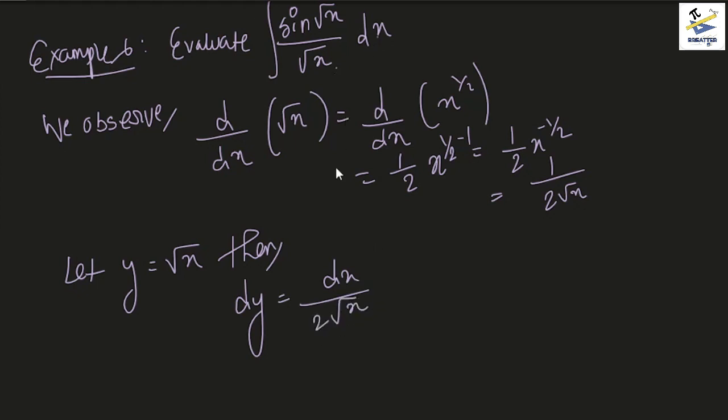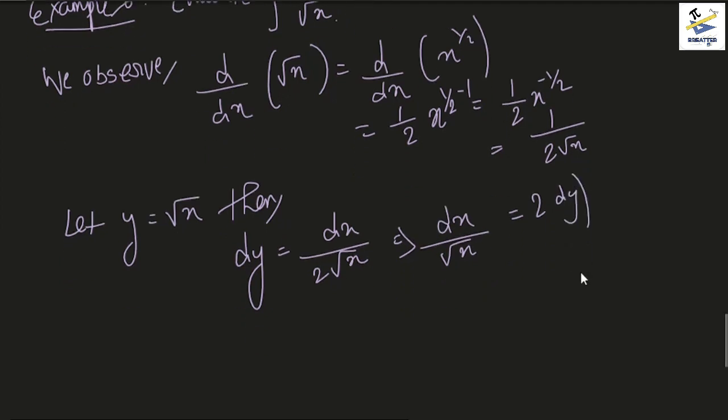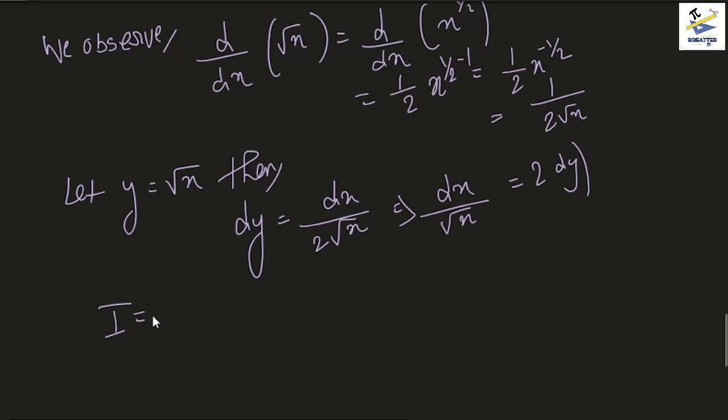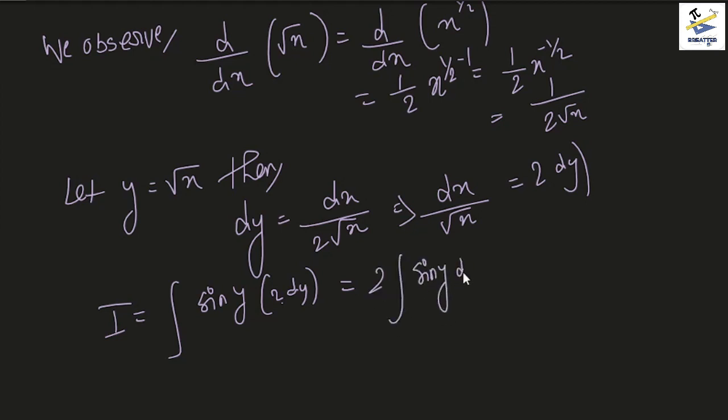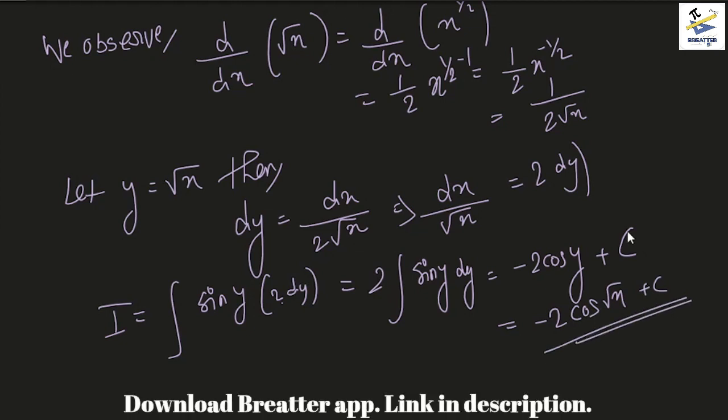But we see dx by root x is also present, so what we get from this equation is dx by root x should be equal to 2 dy, and we can absolutely put this to get the integral as I equals sine of y, because root x is y, into 2 dy. Since 2 is a constant and is in multiplication with the rest of the integral, it comes out, and we only have to integrate sine y dy, which is just minus cos y. So it's minus 2 cos y plus c, and putting the value of y back, what we get is minus 2 cosine of root x plus c. This is the answer, right?